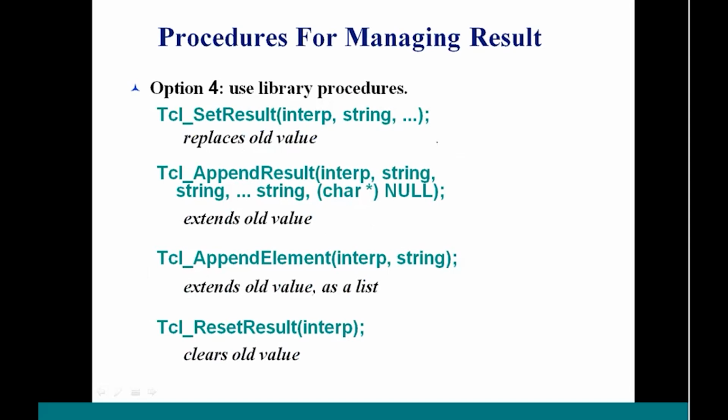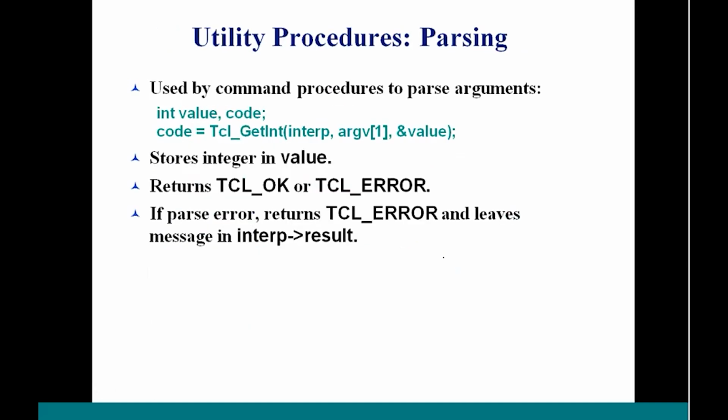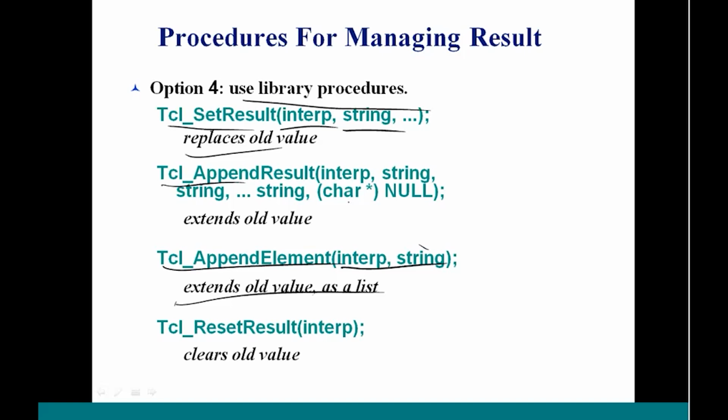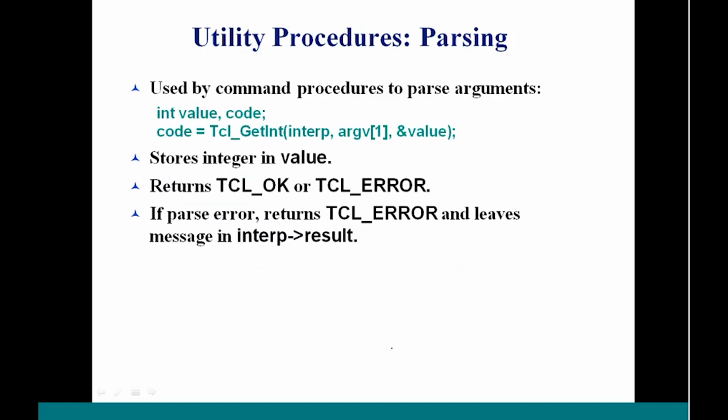So how do we manage results? Essentially, we can use the library procedures. Tcl_SetResult, interpreter, string, replaces the old value. Tcl_AppendResult, interpreter, string, char star, and null, extends the old value. Tcl_AppendElement, interpreter, string, extends the old value as a list. And then finally there is Tcl_ResetResult, which will just clear the old value.